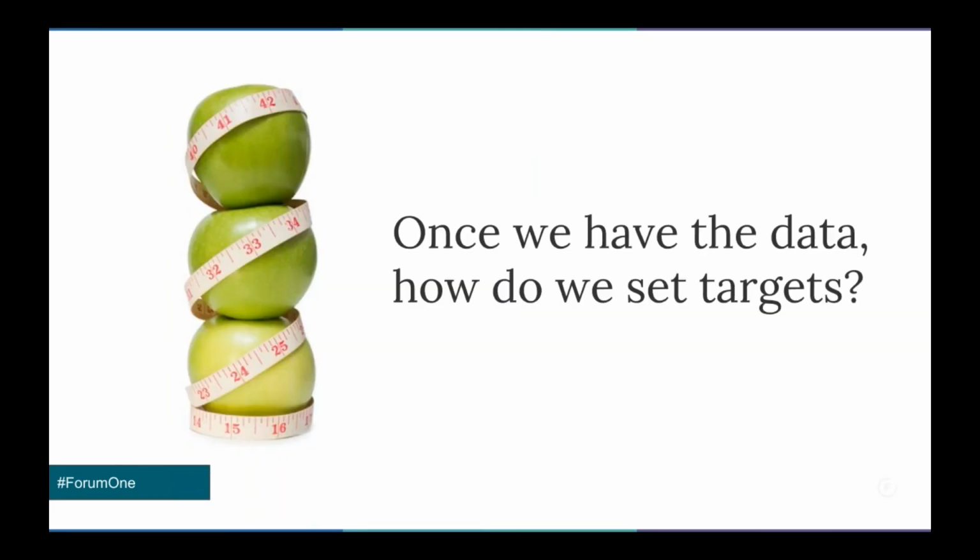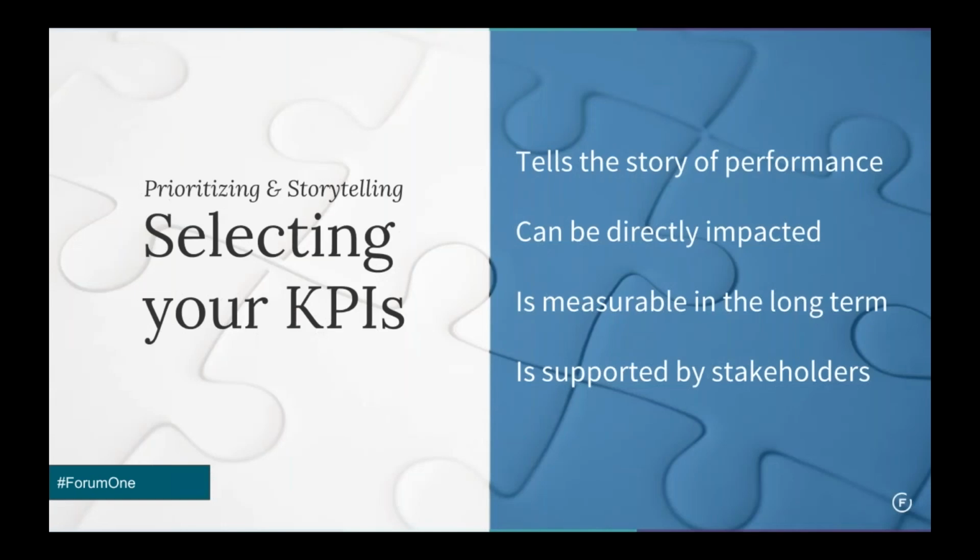So once we've established what our ideas for our KPIs are, and we have a baseline idea, we did our little litmus tests and made sure that we hit those 4 categories. They tell a story of performance, they can be directly impacted by my team, they're measurable in the long term, and they're supported by my stakeholders. How do we set targets?